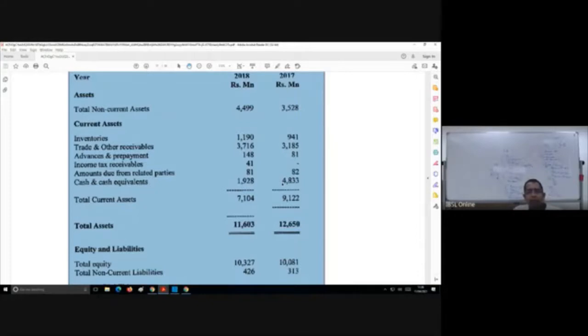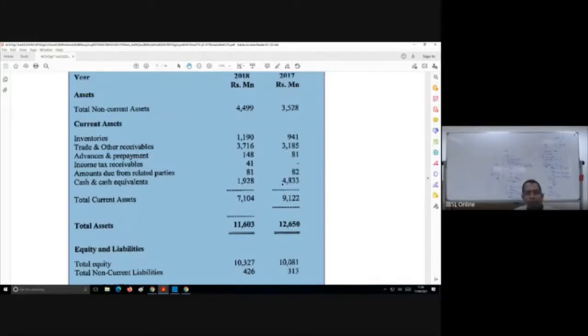Inventory has grown from 941 to 1.190. That means almost 200 million growth there. That means money has been invested there, right? Then trade and other receivables have increased from 3.1 to 3.7. That means basically a 500 million increase there.